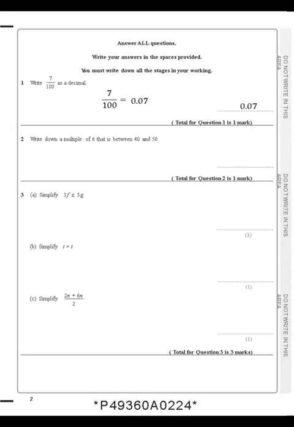Question 2. Write down a multiple of 6 that is between 40 and 50. The only number is 48 because 6 times 8 is equal to 48.